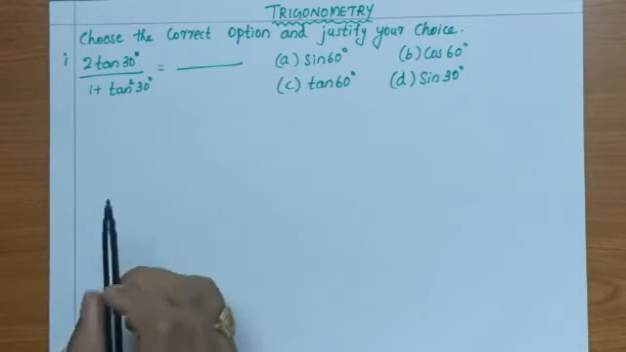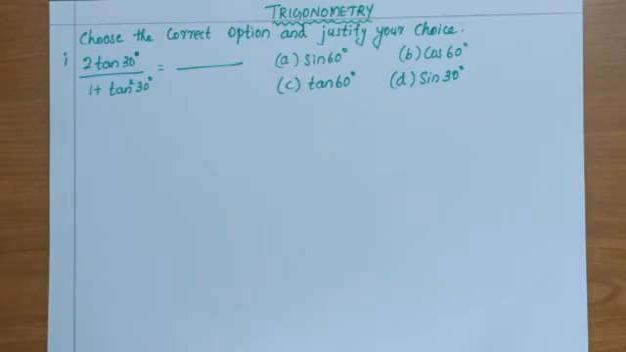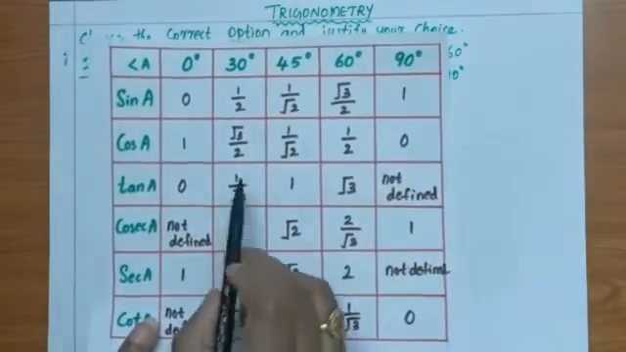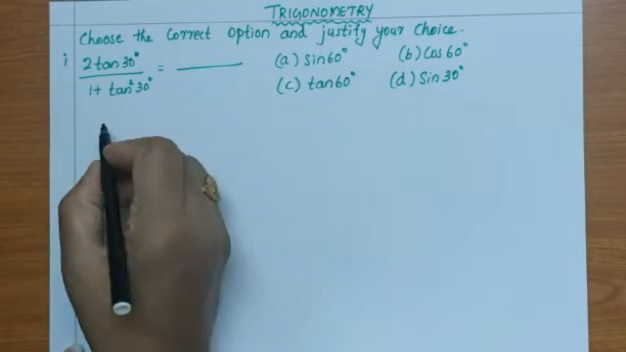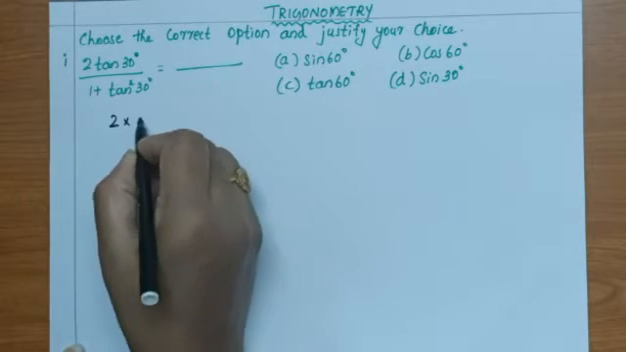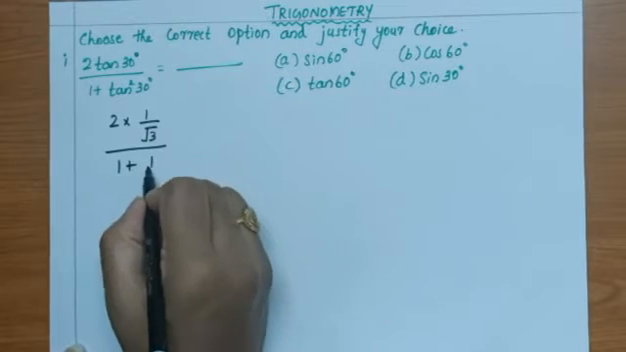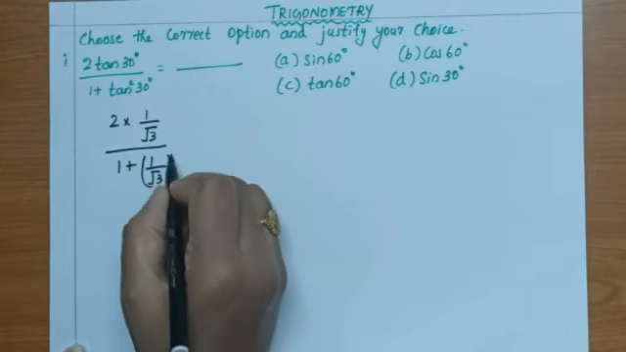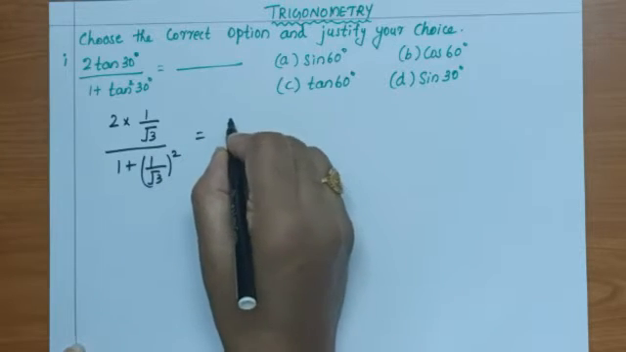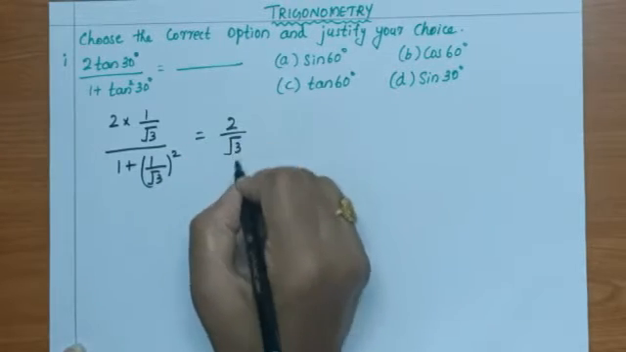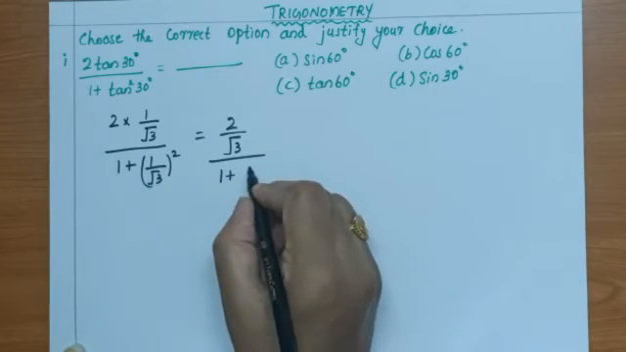So first of all, we can find out what tan 30 degree is from the chart. Here tan 30 degree is 1 by root 3. So we can substitute the value of tan 30 degree in the given question. That means 2 multiply 1 by root 3 divided by 1 plus 1 by root 3 the whole square, because here it is tan square 30 degree. So 1 by root 3 the whole square. That means 2 by root 3 divided by 1 plus 1 by root 3 into 1 by root 3, that means 1 by 3.